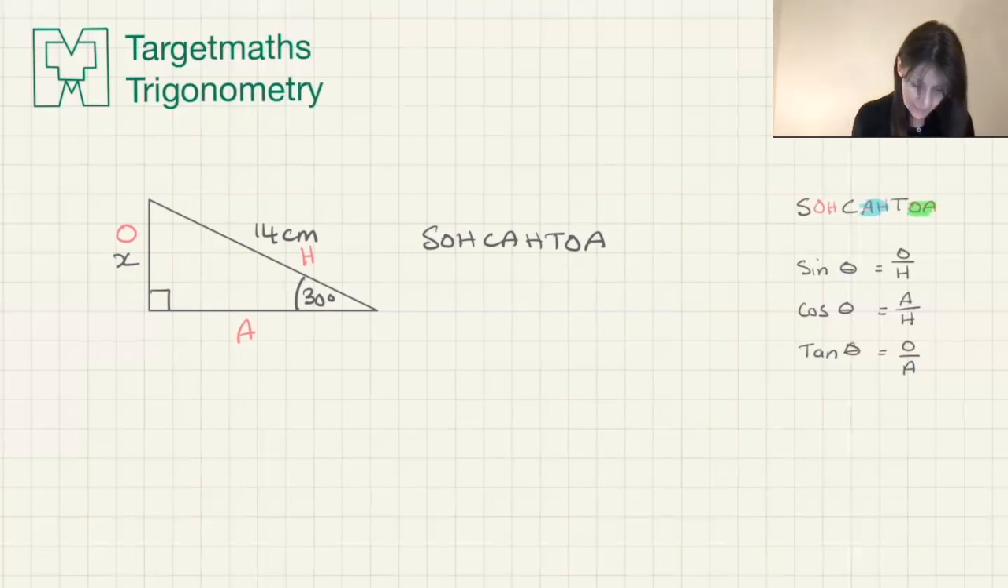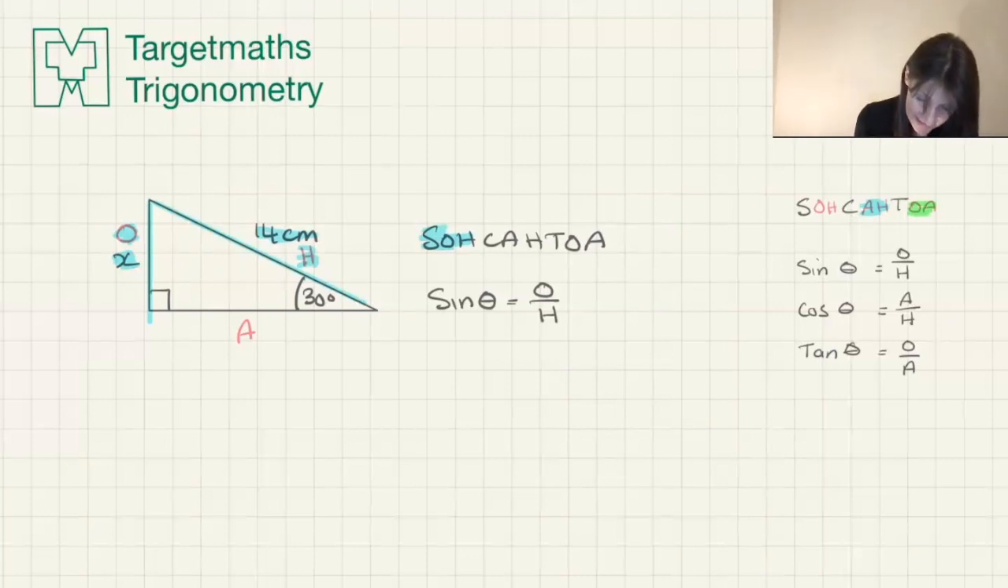Okay, now what are my important sides? This is important because I've got to find it. This is important because it's got a value on it. So H and O. O and H are here, so that's the sine function. So I'm going to write this out in full. And again, I'm not taking shortcuts. I'm not being lazy. I want to learn this. I want it to go into my head. I'm going to write it out every single time.